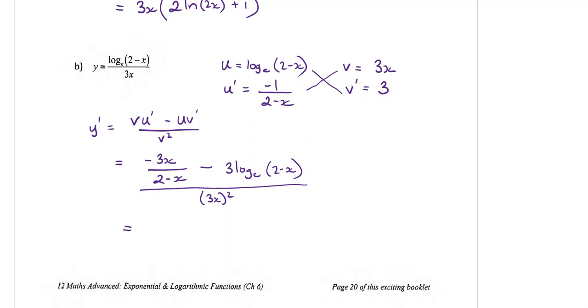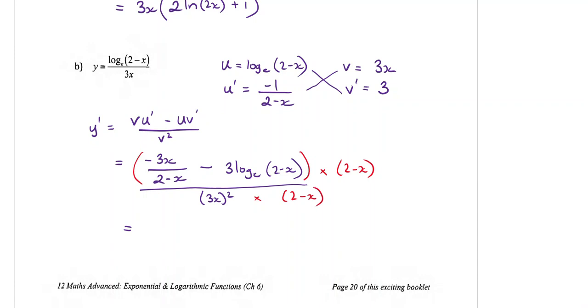How can I get rid of this 2 minus x? Linda? Any other suggestions? As long as I multiply the same thing to the top and the bottom of the fraction, I haven't changed its value, right? So I could multiply the top and the bottom by 2 minus x. So in other words, all of this is going to be multiplied by 2 minus x, and the bottom is also multiplied by 2 minus x.